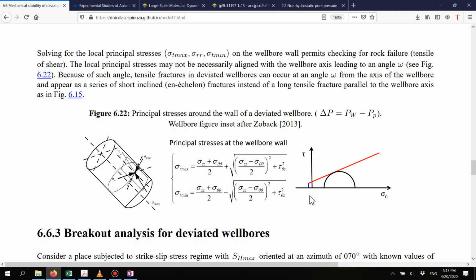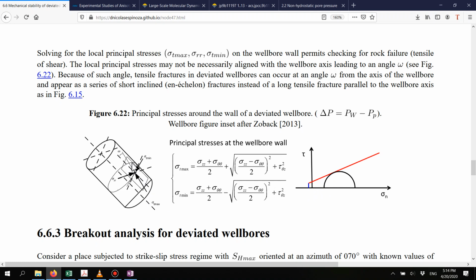The procedure is very similar to what we have seen for a vertical wellbore, but now we have to do this additional step to compute the local stresses around the wellbore. And then we apply the failure criteria, shear and tensile strength, and we're going to be able to calculate breakouts and tensile fractures.